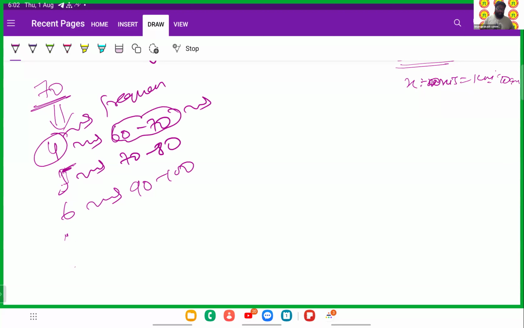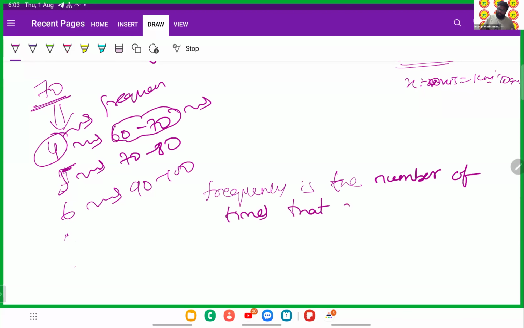Okay. Write down the definition. Frequency is the number of times that a particular observation or event occurs. So my main motto is I have to check how many students scored between 60 to 70.